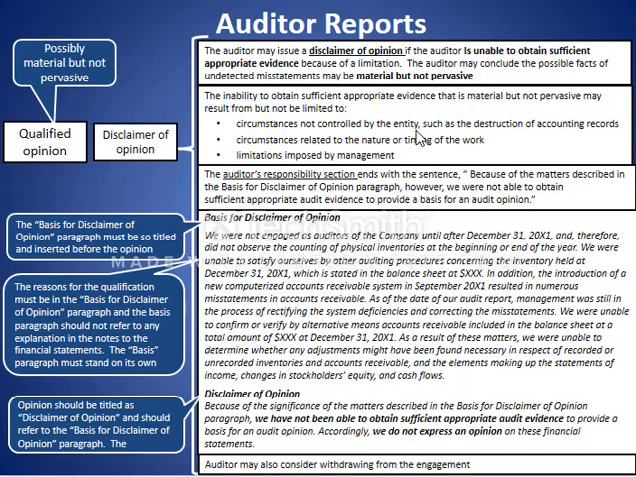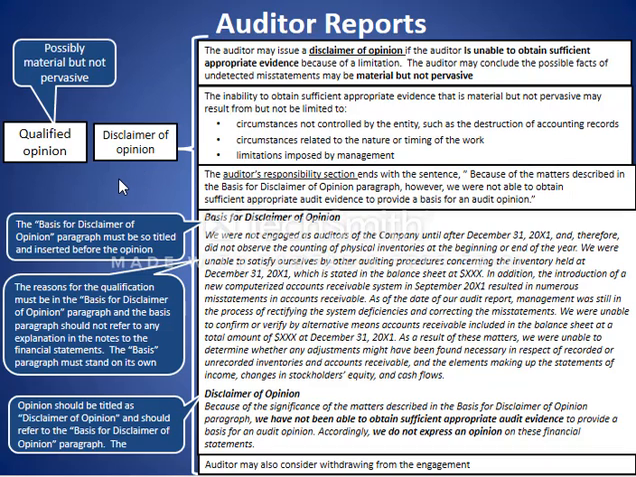Now, the inability to obtain sufficient appropriate evidence that is material but not pervasive may result from a number of situations, and I have some included, but it's not limited to these. Number one, circumstances that are not controlled by the entity, such as the destruction of accounting records. Number two, circumstances related to the nature or timing of the work. And number three, limitations imposed by management.